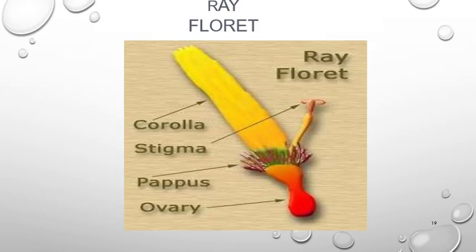So here we have the figure of a ray floret. It possesses an ovary, then a modified sepal that is called pappus, then this one is the stigma, and this one is the corolla or petals.